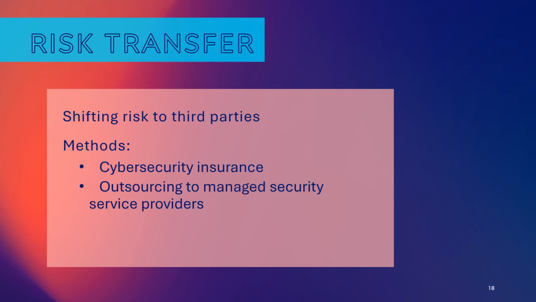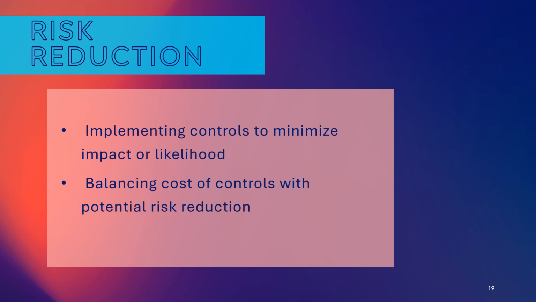Another option is to transfer the risk. We can transfer the risk by outsourcing or buying insurance to help move the risk to a third party. The final strategy is we can try and reduce the overall risk by implementing controls and balancing the cost to impact. The choice really depends on the specific risk and our organization's needs. Sometimes it makes sense to just accept all the small risks. Other times, we might need to make big changes to avoid a serious threat.